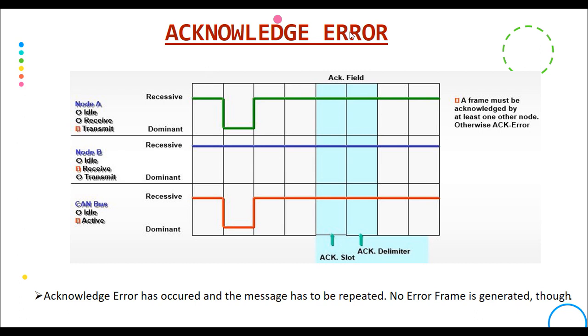Acknowledgement error. Here a node transmits data, and at least one node must send an acknowledgement. But on the bus the data is sent, and there is no acknowledgement. In such cases, an acknowledgement error has occurred and the message has to be repeated. No error frames are generated though.